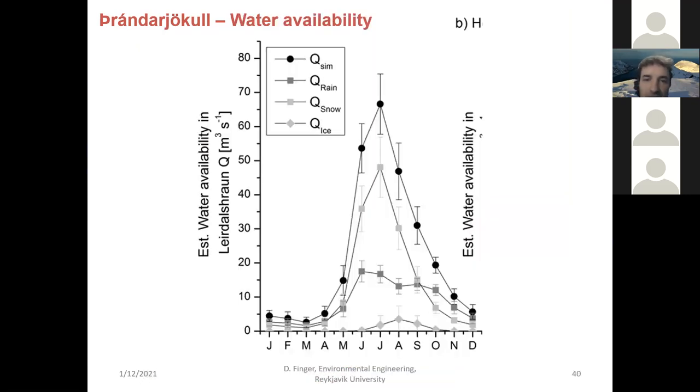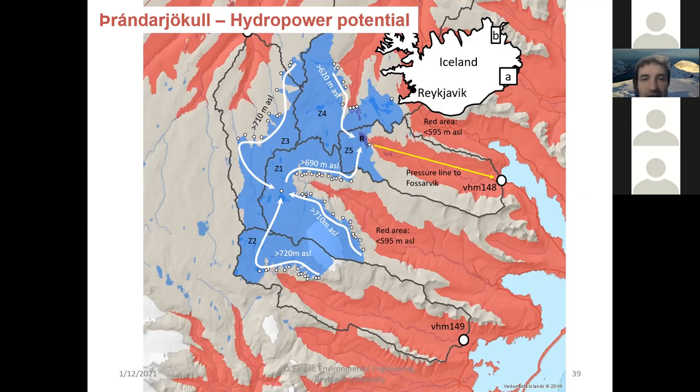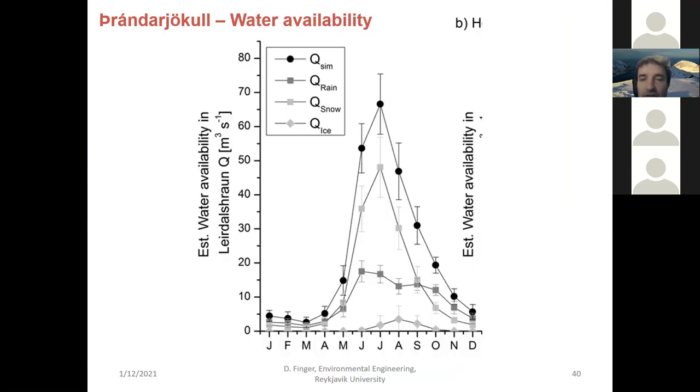So I want to cut this short because we will have 1 week where we'll be focusing on hydrological modeling during the next 12 weeks. But these are the results. So you can use hydrological models by estimating the total flow in a river, estimating how much comes from the rain, how much comes from the snowmelt, and how much comes from the ice cap.